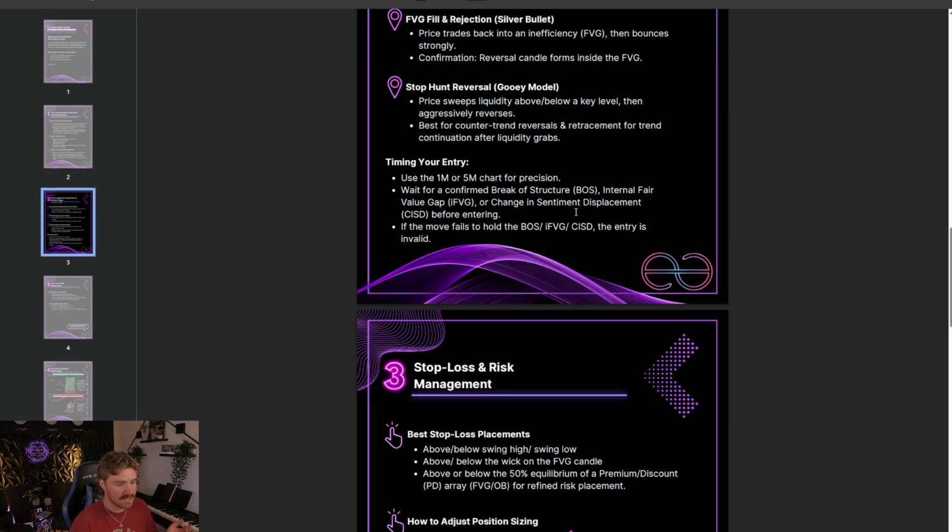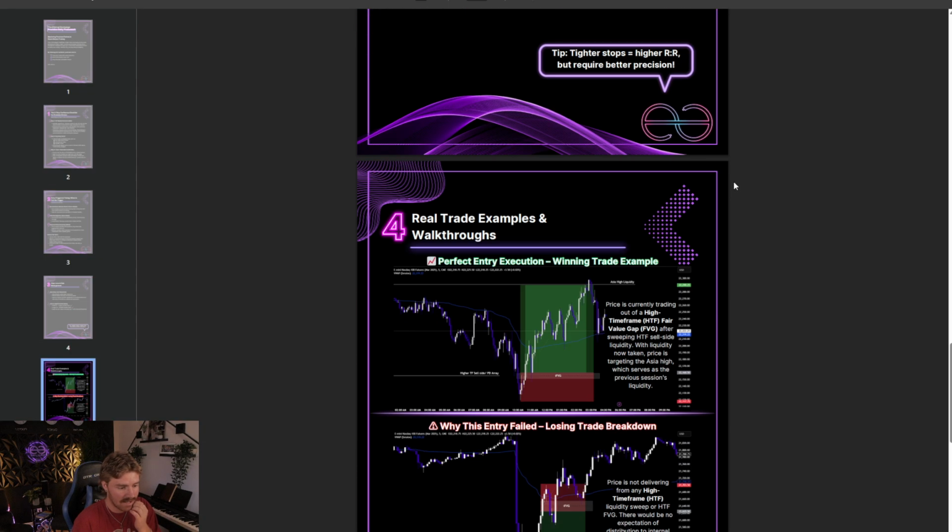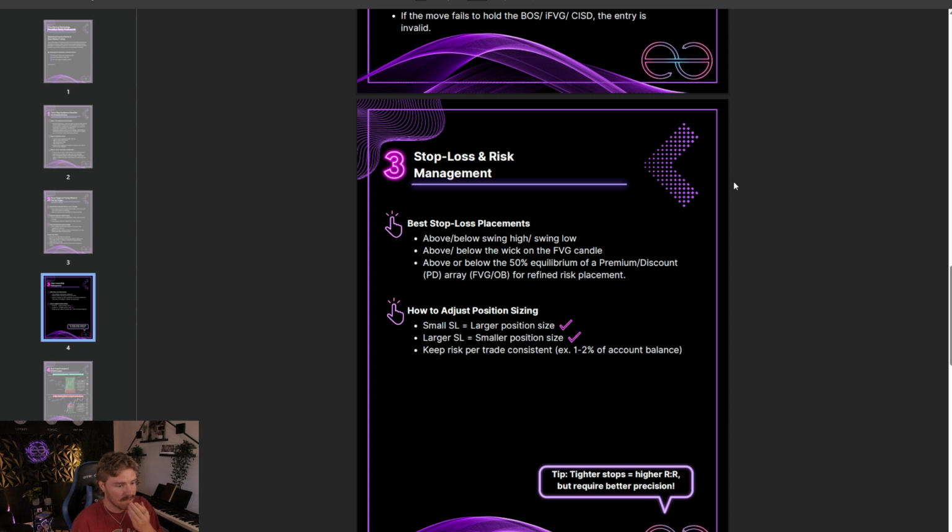Okay, and then kind of the last step here is your stop loss and risk management, right? This is maybe the most important thing of this entire lesson. All right, where to put your stop losses, how to manage your risk. Well, typically I am targeting a 1 to 2 RR on most of my trades. That's kind of the minimum that I look for, right?